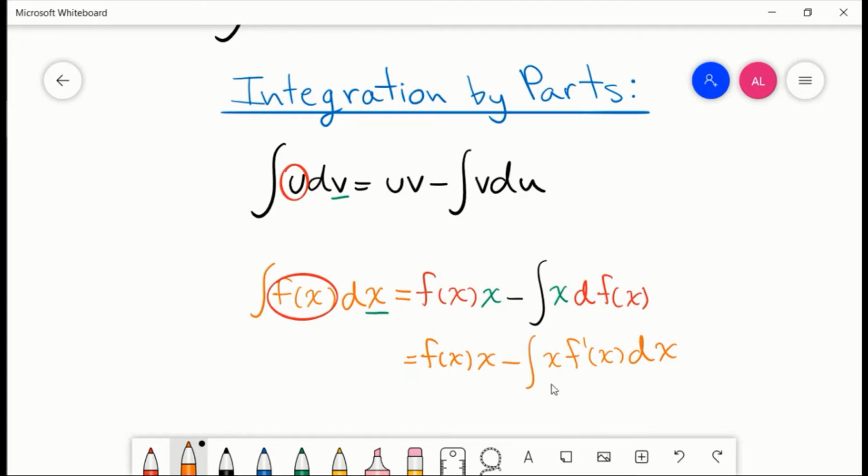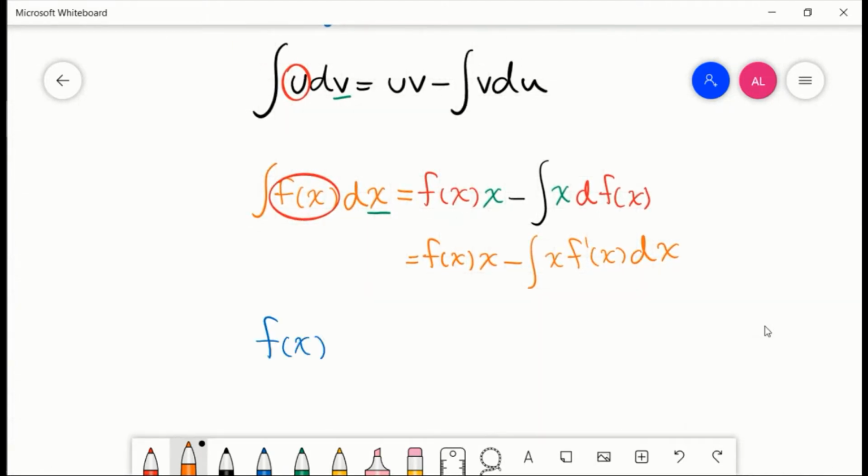Now, there may not always be a closed form for this, right? I mean, there are a lot of functions that don't just have a closed form integral and may correspondingly not have a closed form of this integral. So this integral is not always evaluatable, but it is often much easier than this integral.